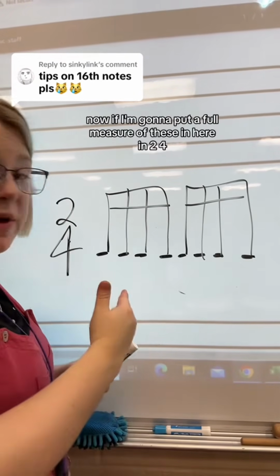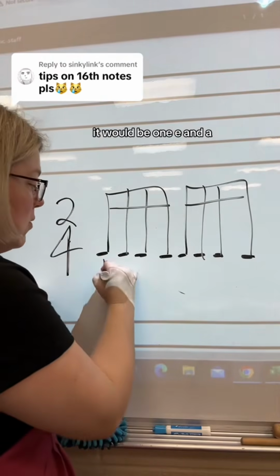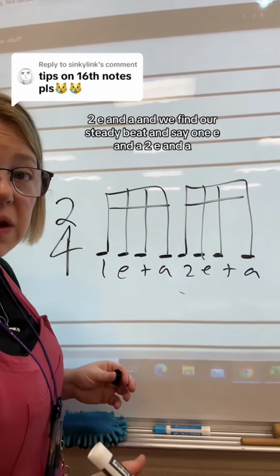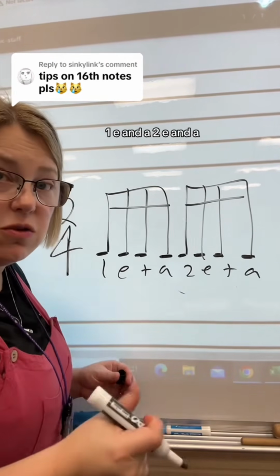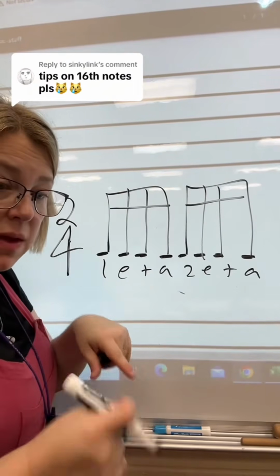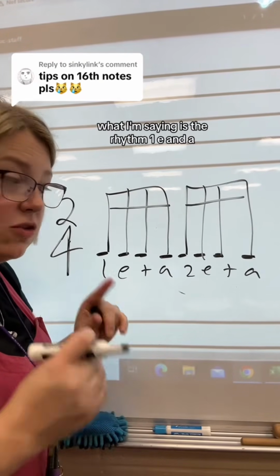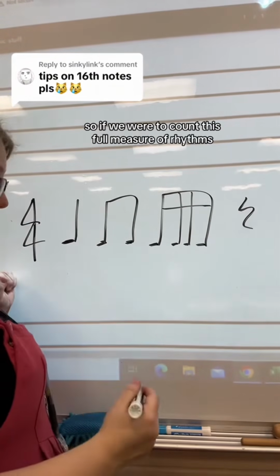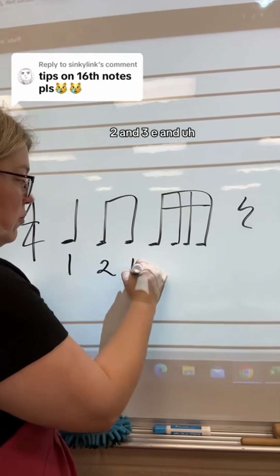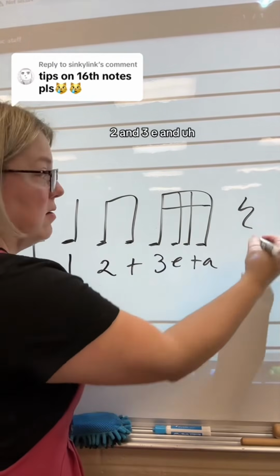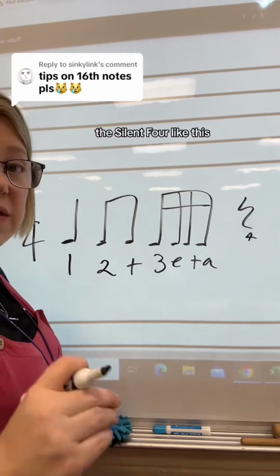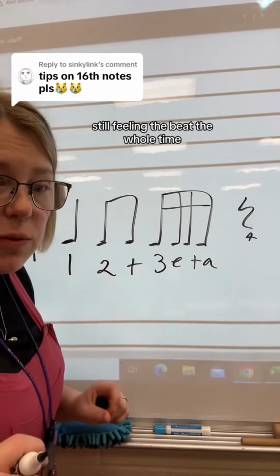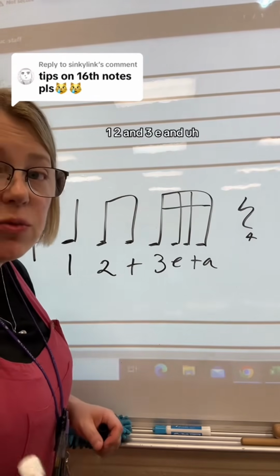Now if I'm going to put a full measure of these in here, in 2/4, it would be 1 e and a 2 e and a. We find our steady beat and say 1 e and a 2 e and a. This is the steady beat. What I'm saying is the rhythm. 1 e and a 2 e and a. If we were to count this full measure of rhythms, we would have 1, 2 and 3 e and a with a silent 4, still feeling the beat the whole time. 1, 2 and 3 e and a.